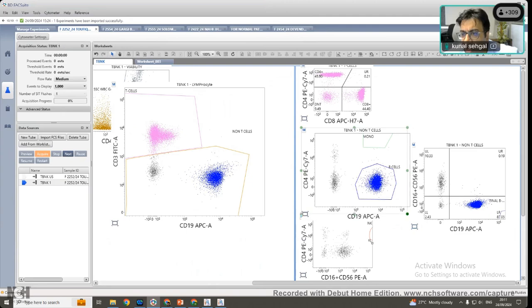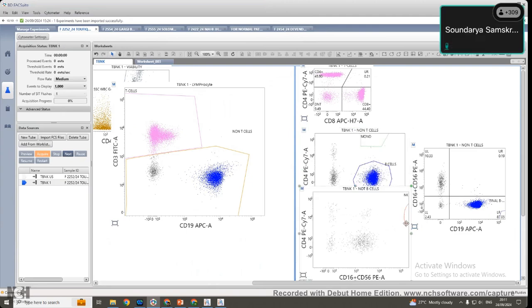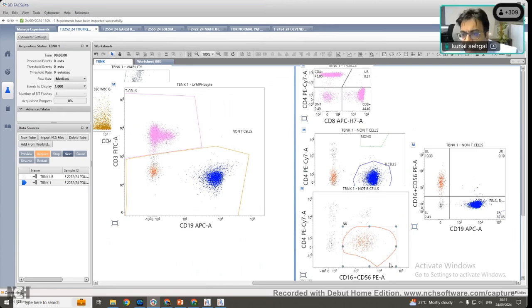NK cells. And NK cells will express which antibody? 1656. So we have 1656. Can you see the NK cells? You can, right? Orange color. Can you see a population which I have now marked in green? What are those cells in green?